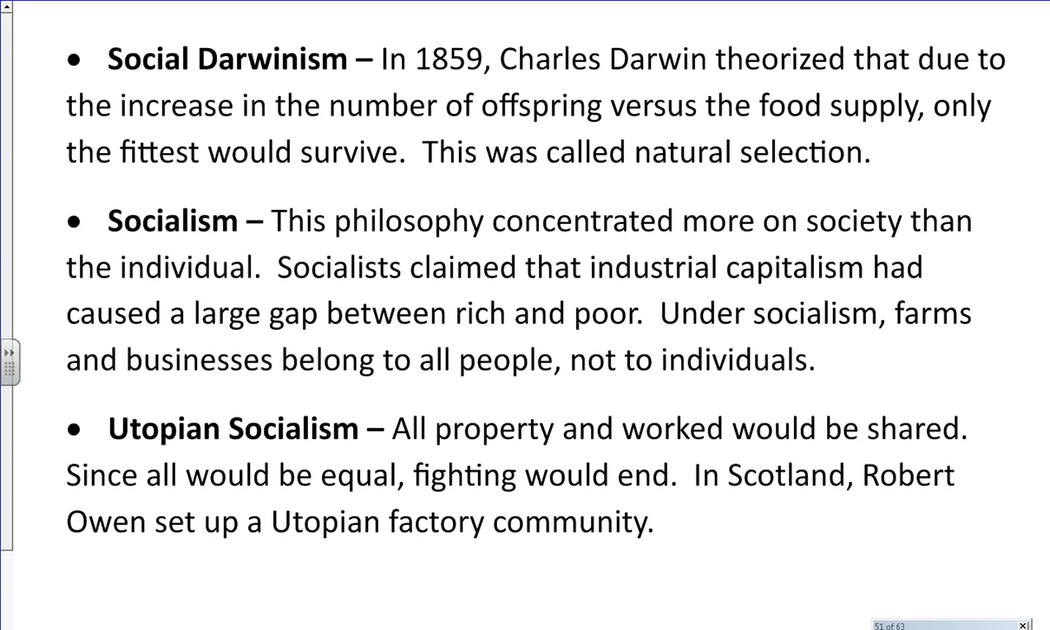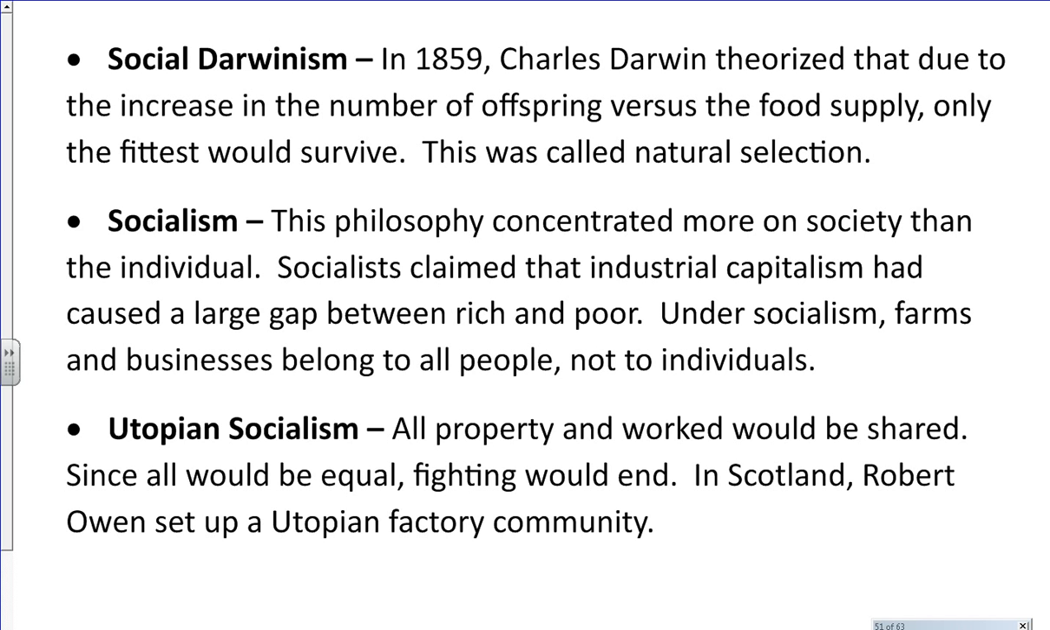Another competing philosophy was socialism. This concentrated more on society than the individual. Socialists claimed that industrial capitalism had caused a large gap between rich and poor. Under socialism, farms and businesses belong to the people, not individuals. Utopian Socialism says all property and work would be shared. Since it would be equal, fighting would end.